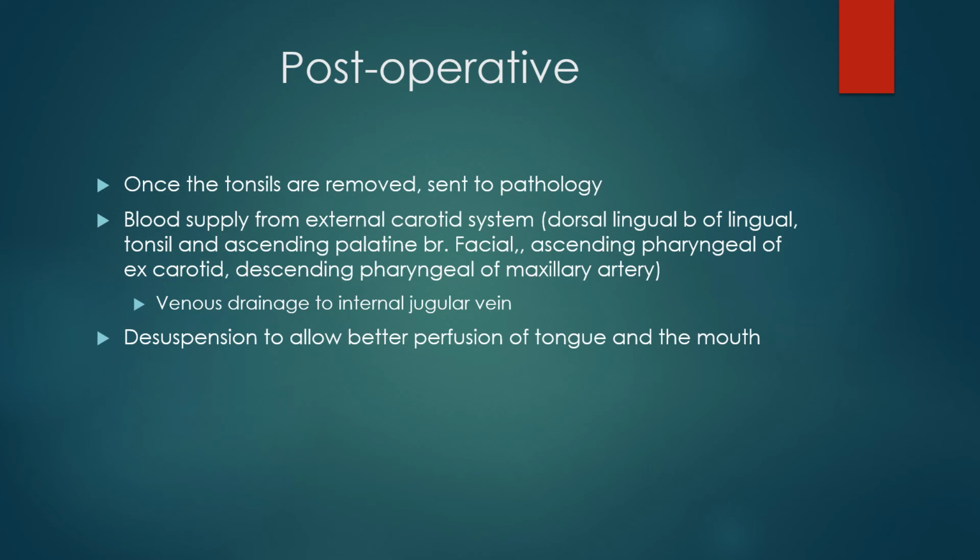Postoperatively, once the tonsils are removed, we want to send them to pathology. And also, we want to be very careful about postoperative bleeding because this area is very rich in terms of vasculature. The blood supply comes from the external carotid system: the dorsal lingual branch of the lingual artery, the tonsillar and the ascending palatine branch of the facial artery, the ascending pharyngeal of the external carotid, and finally the descending palatine of the maxillary artery. The venous drainage occurs via the internal jugular vein.